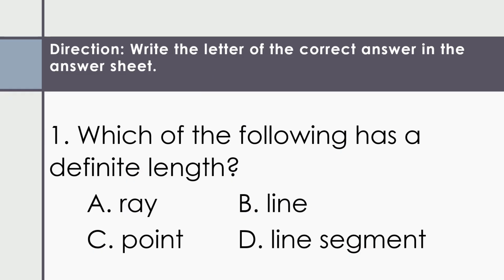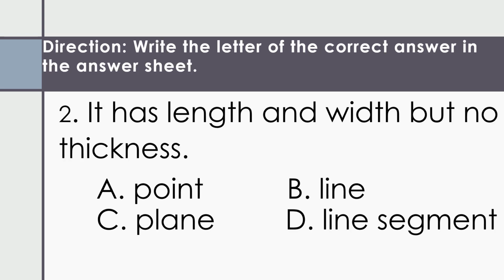Okay. First number. Which of the following has a definite length? A, ray; B, line; C, point; D, line segment. The answer is D. Number two, it has length and width but no thickness. A, point; B, line; C, plane; D, line segment. The answer is C.